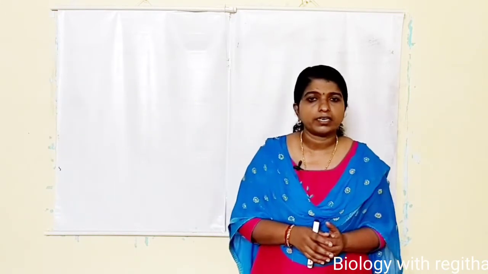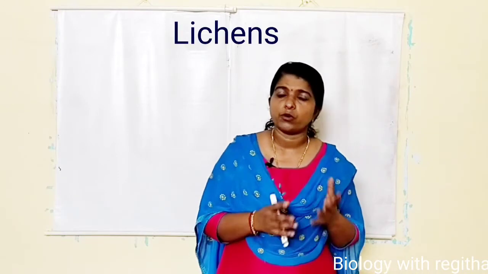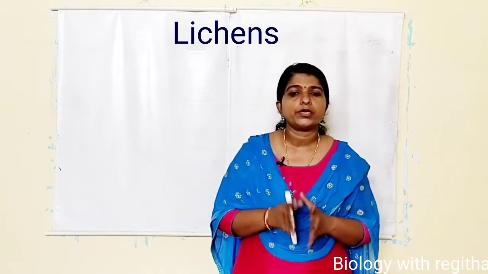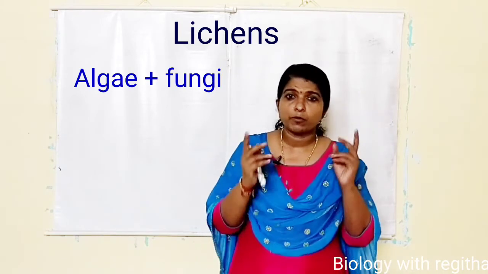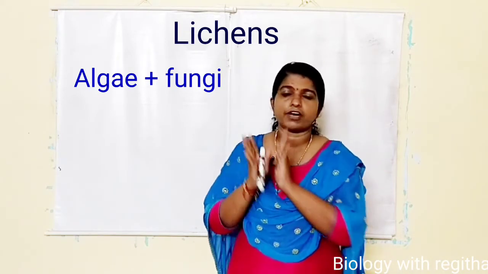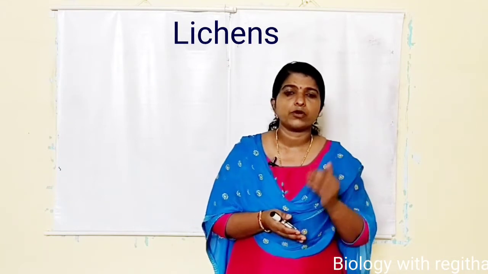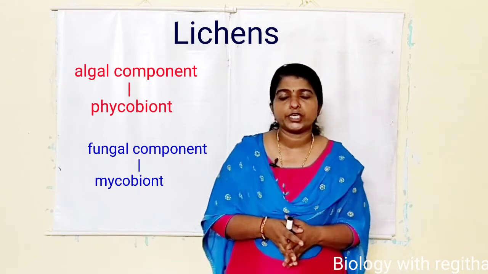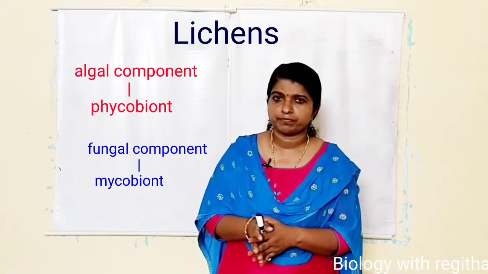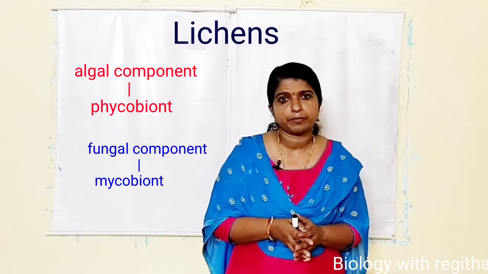And the last one, that is lichen. You know, lichens are the symbiotic association of algae and fungi. Two components are there, algal component and fungal component. Algal component is known as the phycobiont and the fungal component is known as mycobiont. There is a mutual relationship.